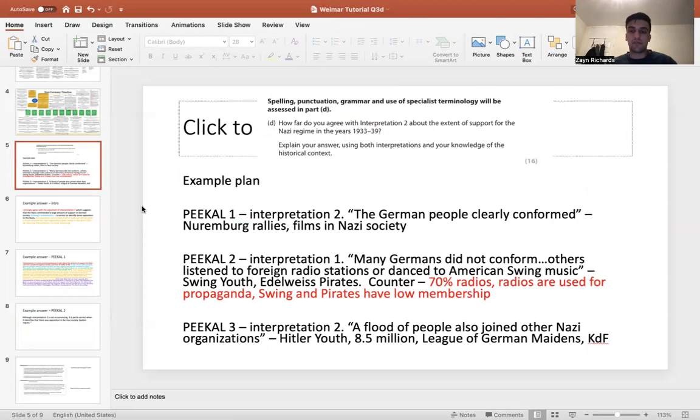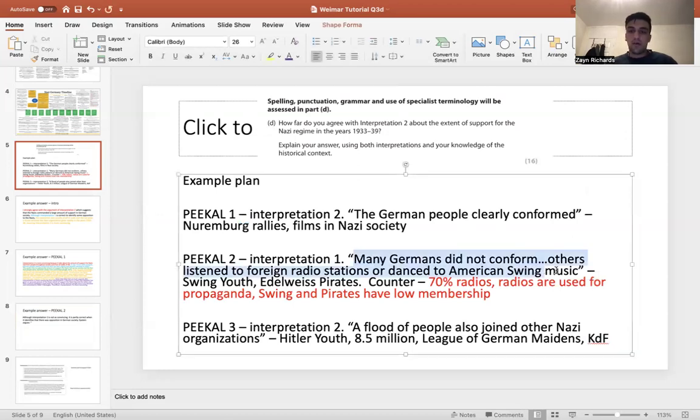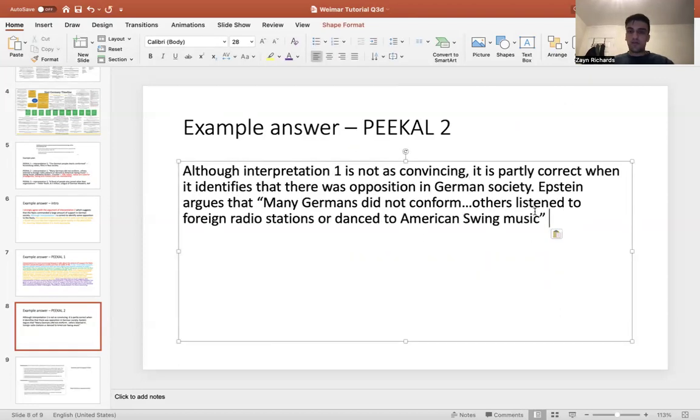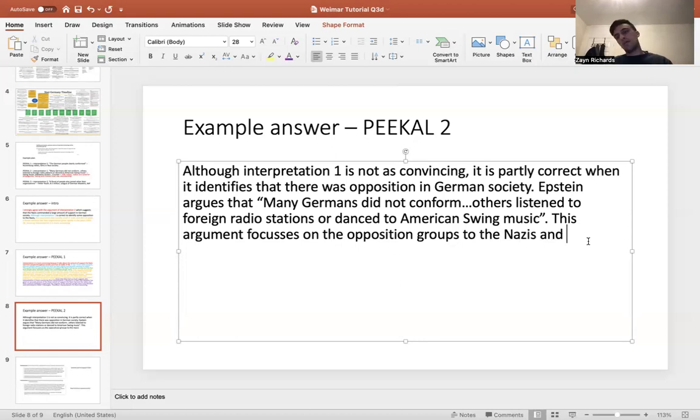And remember, we don't talk about who the historian is or anything like that. You don't do provenance for historians. So Epstein argues that many Germans did not conform. Others listened to foreign broadcasts. This argument focuses on the opposition groups to the Nazis and how they are proof that the Nazis did not have much support.